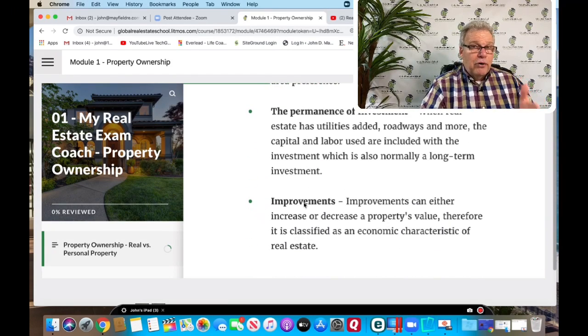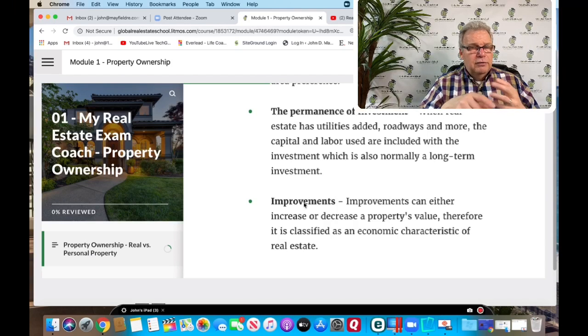We talk about the permanence of the investment, when real estate has utilities added, roads, all of those things. They're long-term capital investments. When you put those roads in, they're going to be there for a while, even something like a well or a septic tank. And then we talk about improvements in general. They can either increase or decrease a property's value. So keep that in mind.